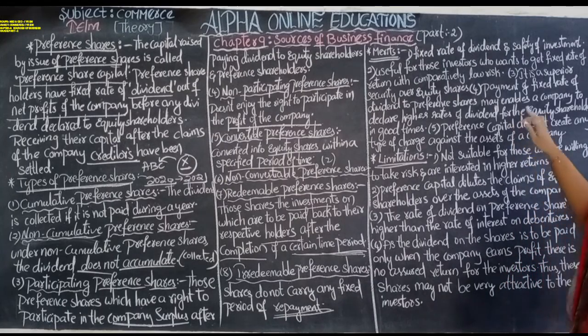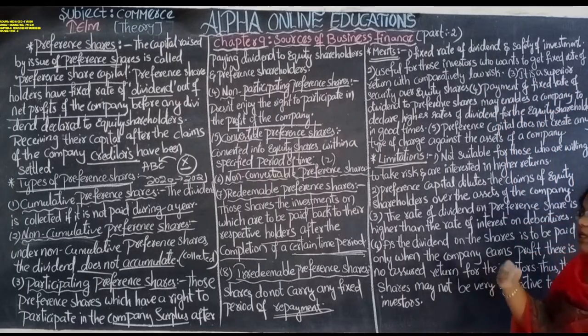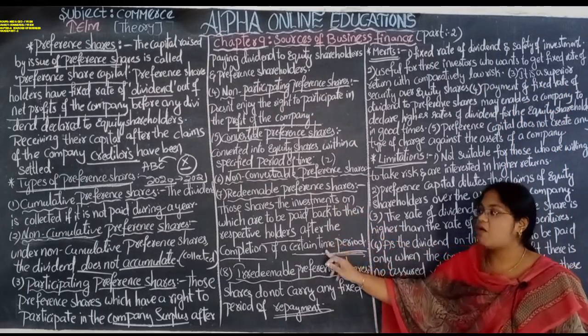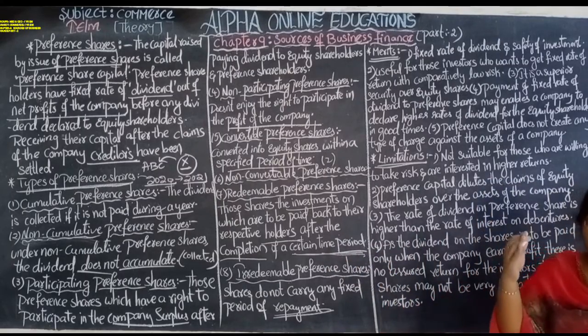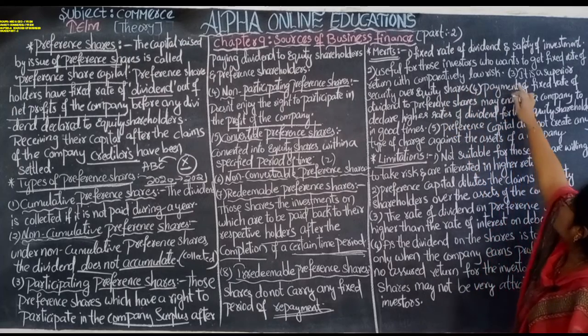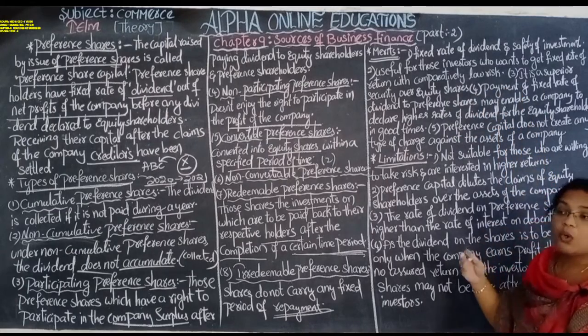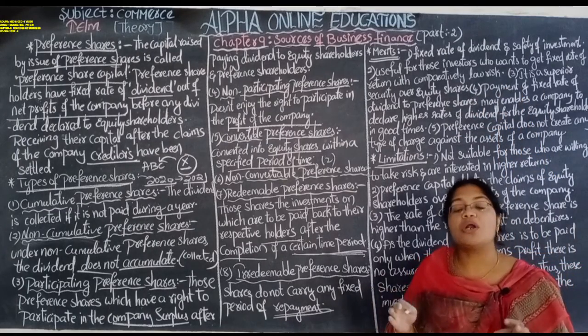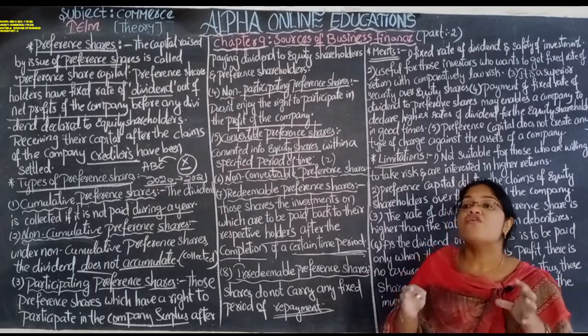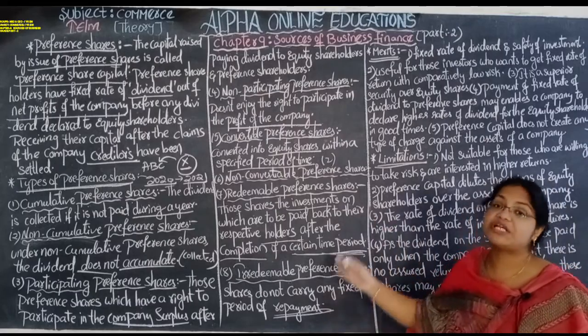Next one, merits. A fixed rate of dividend and safety of investment. Whatever you are investing, you will get back after the completion of a certain period of time. It is useful for those investors who want a fixed rate of return with comparatively low risk, who don't want to take risk. For them it is very comfortable, so those investors will prefer preference shares.